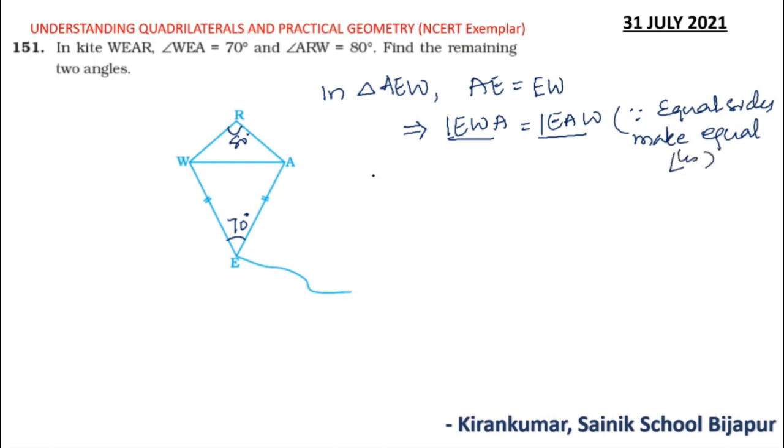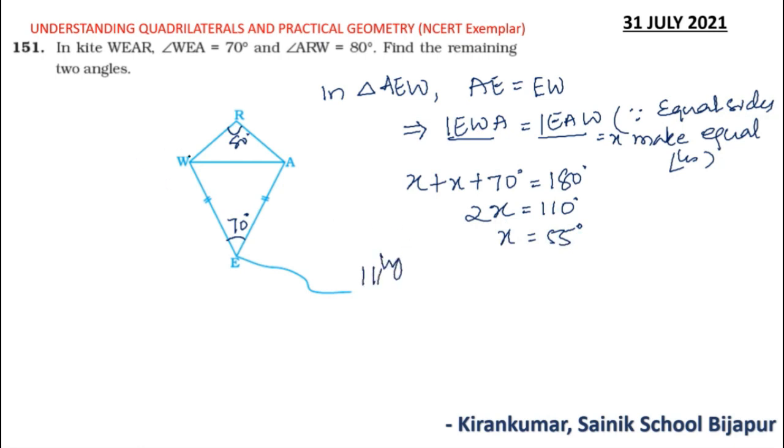Now we can make use of angle sum property. If I take this as x, so x plus 70 degrees will be equal to 180 degrees. So 2x will be equal to 110 degrees. X will be equal to 55 degrees.